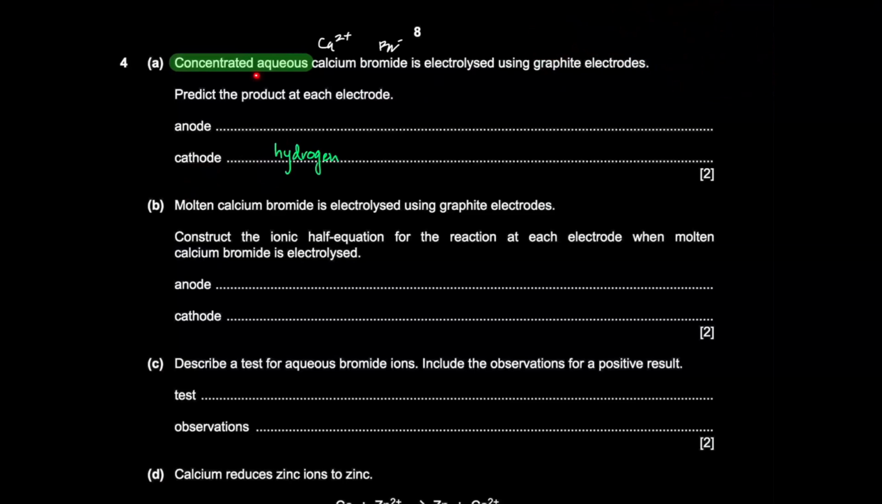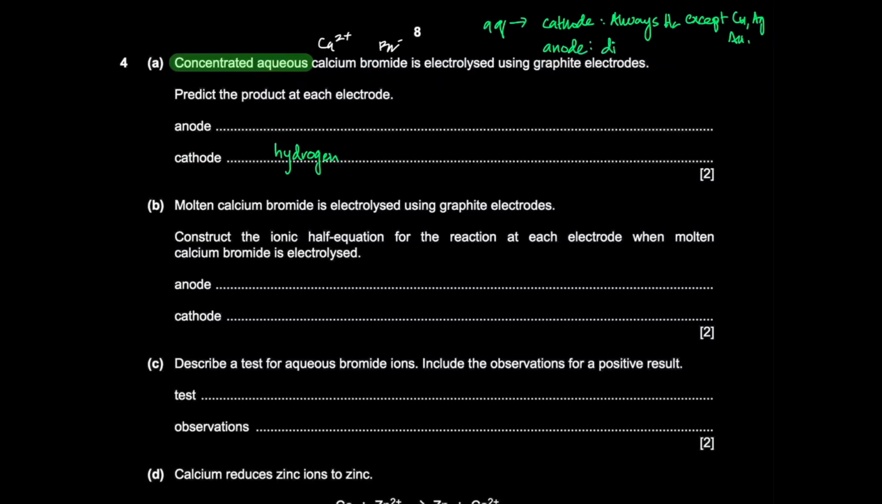Okay, an aqueous solution at the anode. Let me write this down. At the cathode, always H2, except if it's copper, silver, or gold. This is for aqueous solution, aqueous electrolysis. At the anode, what happens?